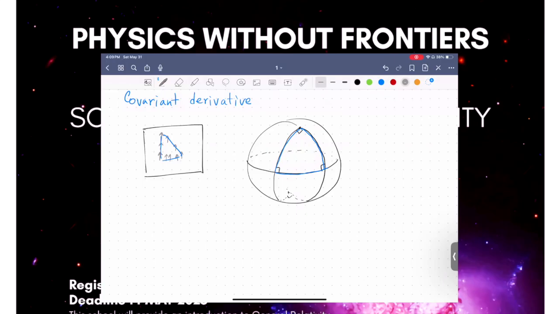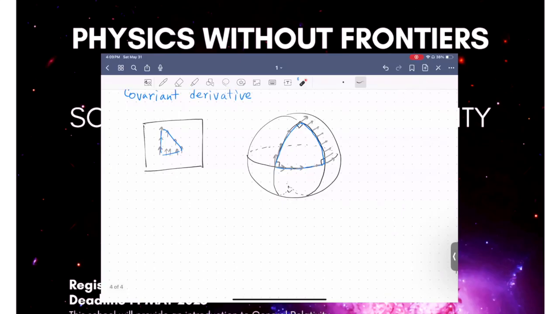Now let's take a vector like this. If you parallel transport this vector, at this point it will look like this. Then it will look like this as you come down here. And then as you return to your original point, it is now totally different. You started from something like this, and after parallel transport, you ended up with something like this.